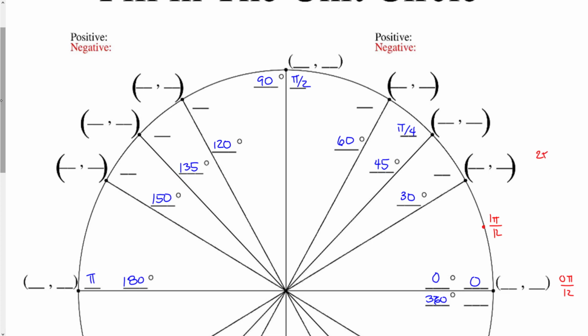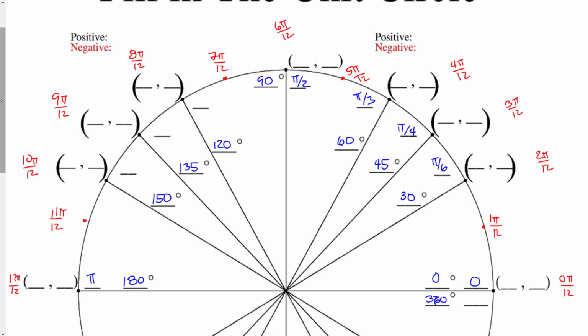Then this one would be 2 pi over 12, 3 pi over 12, 4 pi over 12. Right here would be 5 pi over 12, and finally 6 pi over 12. And if you reduce these fractions, 2 goes into 12 6 times, so this is pi over 6. 4 goes into 12 3 times, so this is pi over 3. So that helps you fill in those angle measures as accurately as you can. Then you can keep doing it. This would be 7 pi over 12, 8 pi over 12, 9 pi over 12, 10 pi over 12, 11 pi over 12, and 12 pi over 12.